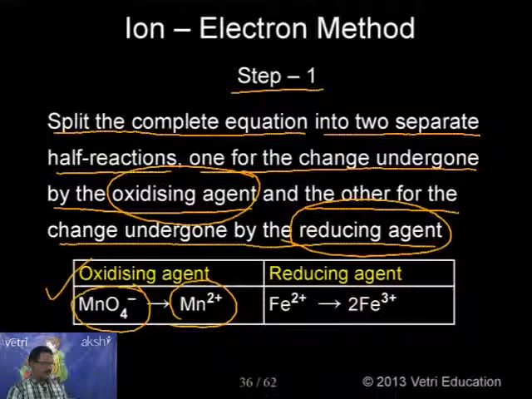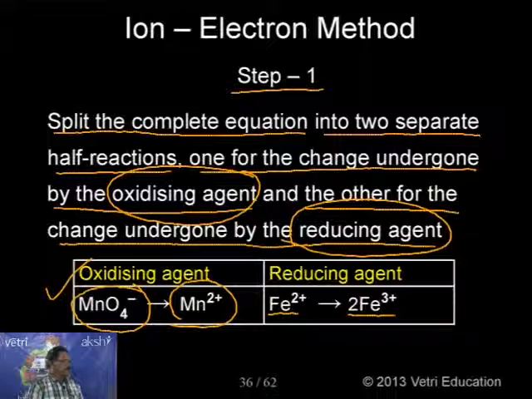Now coming to the other side, the reducing agent, ferrous sulfate, the ionized form Fe2 plus, I have shown, converted into ferric sulfate. So again, for ferric sulfate, 2Fe3 plus I have taken. So the left side is the half reaction for the oxidizing agent, the right side for the reducing agent. So that is step 1. Let me read again. Split the complete equation into 2 separate half reactions. One for the change undergone by the oxidizing agent, here permanganate, and the other for the change undergone by the reducing agent, here ferrous sulfate. I have shown here. That is step 1.